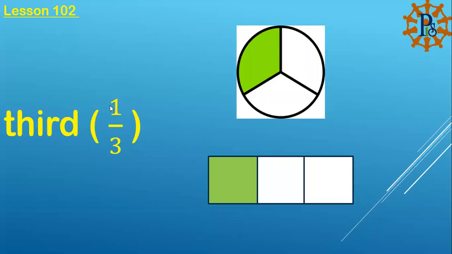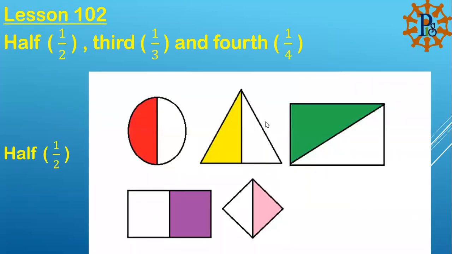Okay, from the beginning, we need to revise it. This example is for half. We divide the circle into two equal parts, and the red one represents half of the circle. Here, the triangle, we divide it into two equal parts, and the yellow one represents half of the triangle. Here, rectangle, we divide it into two equal parts, and the green one represents half of the rectangle. Here is the violet. We divide the rectangle into two equal parts, and this violet represents half of the rectangle. The square, the pink one, represents half of the square.